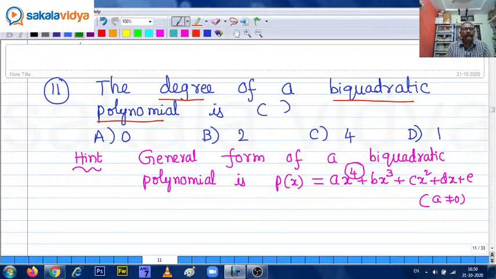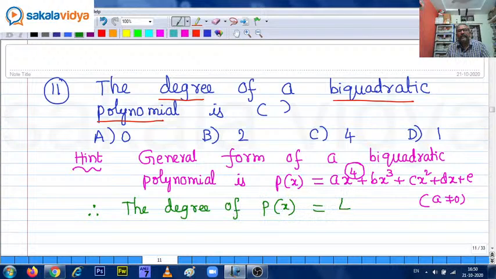So therefore the degree of p of x, which is biquadratic, is 4. This is the highest exponent.